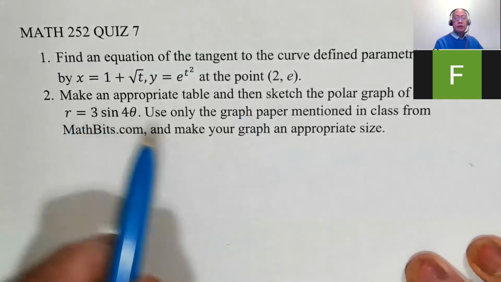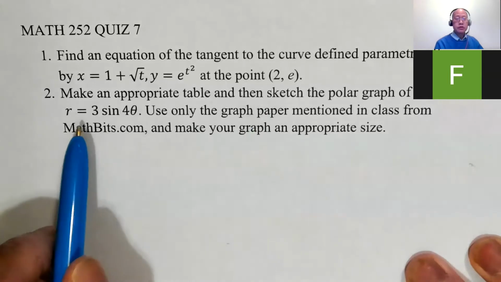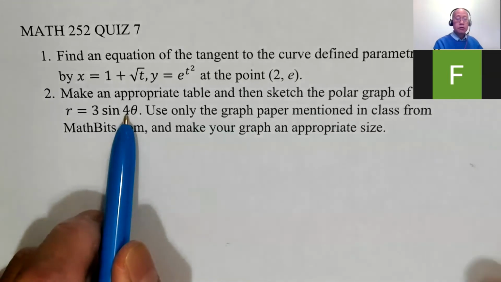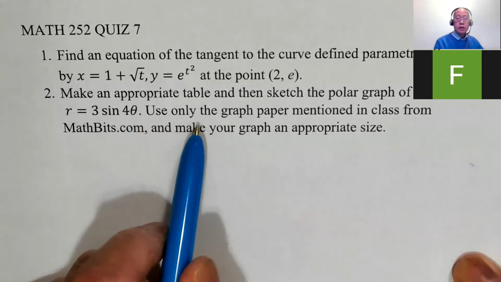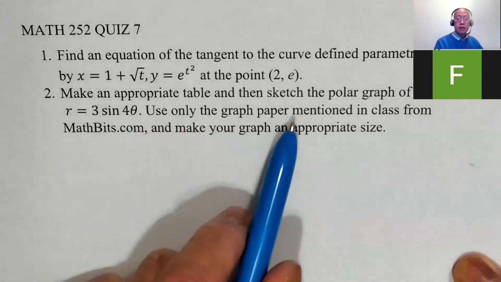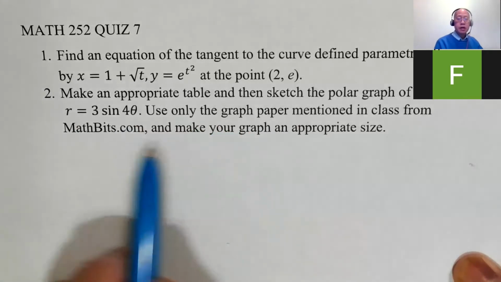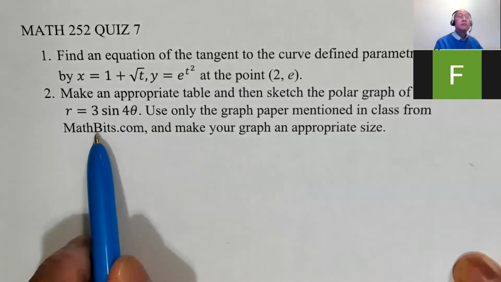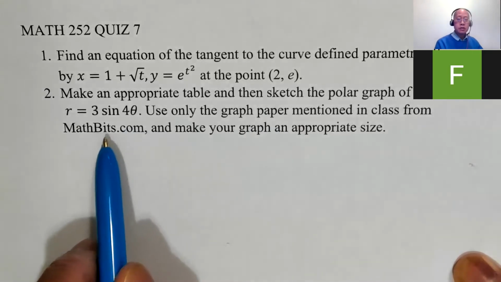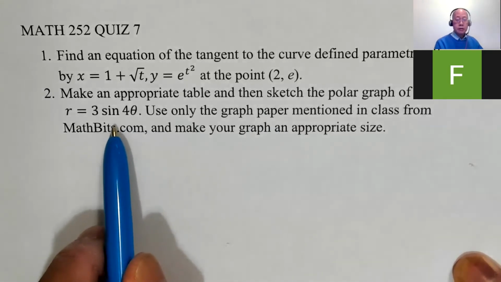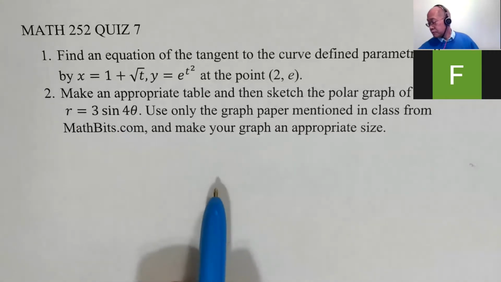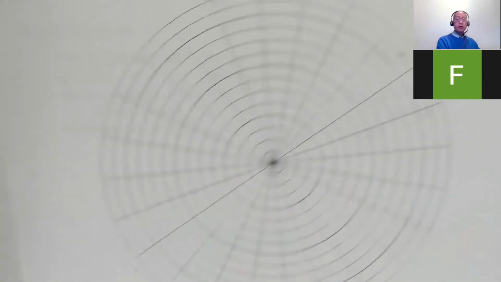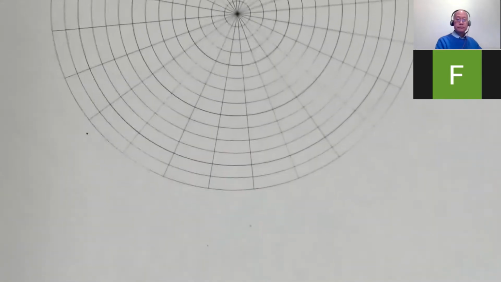Make an appropriate table and sketch the polar graph of r equals 3 sine 4 theta. Okay, so I mentioned I'd give you a 4 theta problem, and use only the graph paper that I mentioned in class from mathbits.com. Make your graph an appropriate size. Okay, so I sent this out on Monday, I believe, on Canvas announcements, the mathbits.com graph paper, right? So use just that graph paper, don't use anything else.